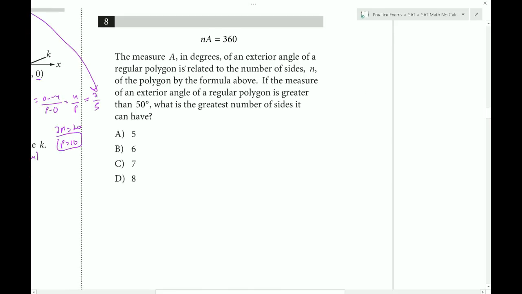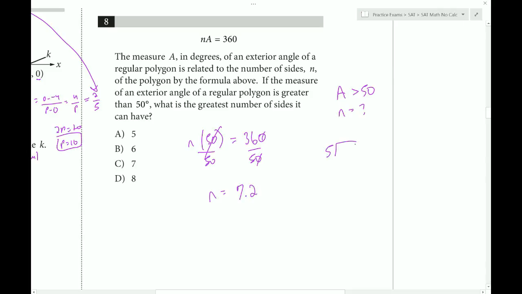Next, the measure A in degrees of an exterior angle of a regular polygon is related to the number of sides by the formula above. If the measure of an exterior angle is greater than 50, so we have A being greater than 50, what is the resulting number of sides? So n is equal to question mark. Alright, well let's start by letting A equal to 50 and see where that leads. So we get this equation, then we divide by 50 on both sides. And we get n equals, the zeros will cancel, and I think that would equal 7.2.